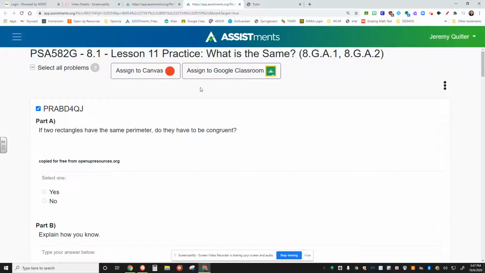Here we go with the homework for lesson 11, practice what is the same. I did not assign every problem in this set. I just gave you a few of them, so I'm going to skip a few as I go.